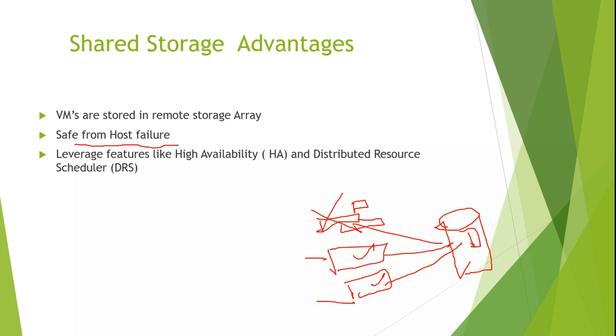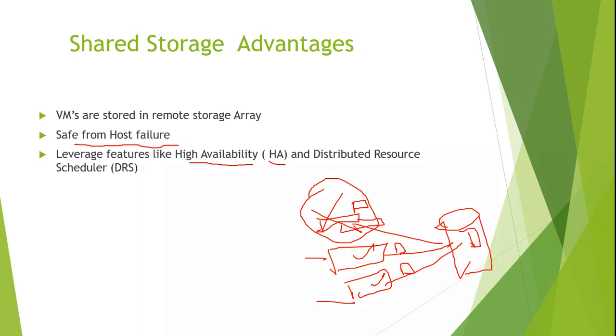Now other advantages which you can leverage if you're obviously using shared storage is high availability, which is HA. In short, it's called HA in VMware. What that does is basically exactly what I explained here. If you have a host failure here and your VM is running in the storage, it is powered on either here or here. That is HA. That is exactly what it is.